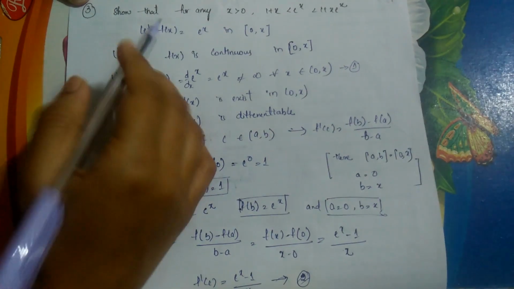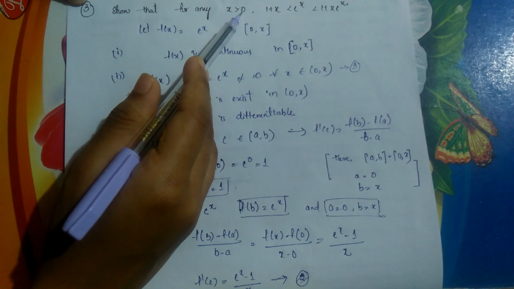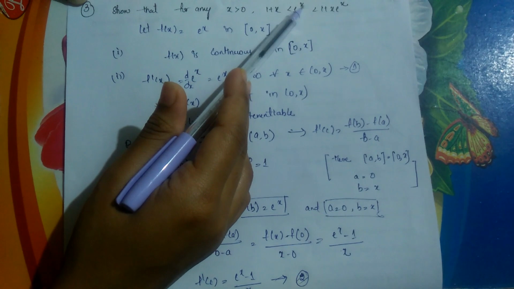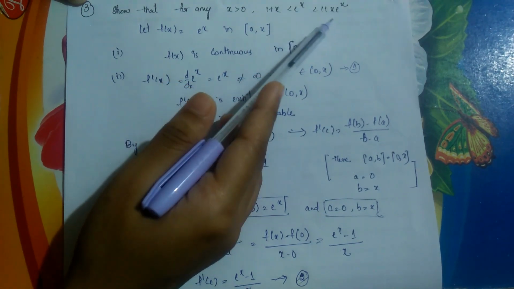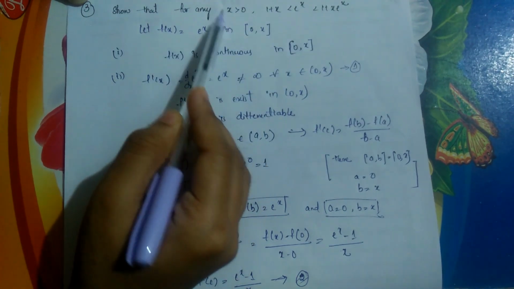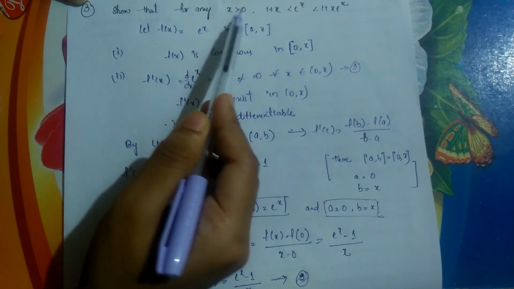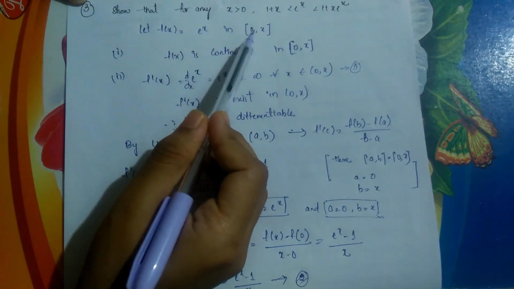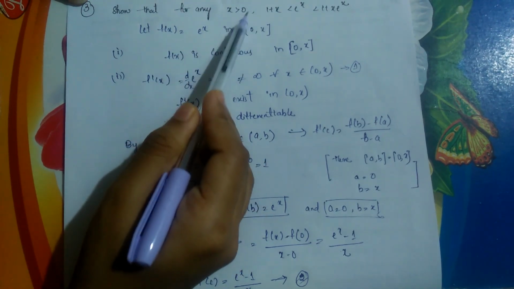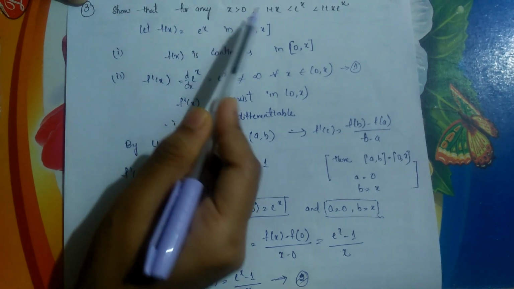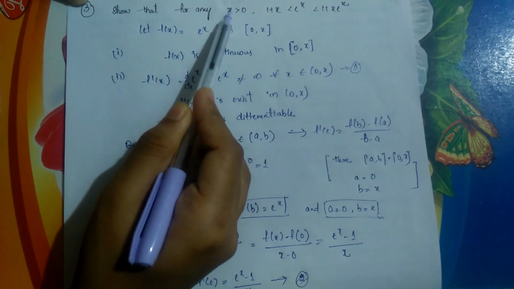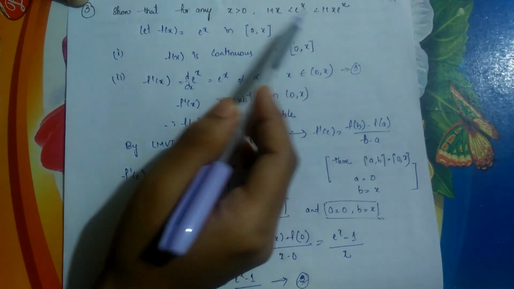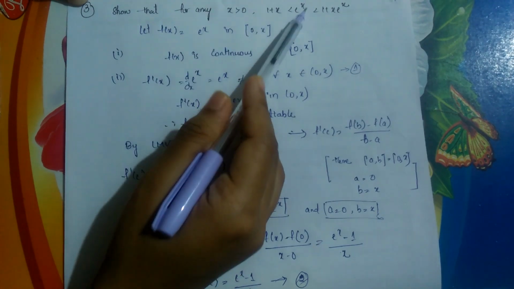Third question we have: show that for any value of x greater than 0, the condition is 1 plus x is less than e power x, which is less than 1 plus x into e power x. We have to prove this condition, and the interval we take is x greater than 0. So let f of x equal e power x. As the given condition is x greater than 0, it means 0 is less than x, so we can take the interval from 0 to x.